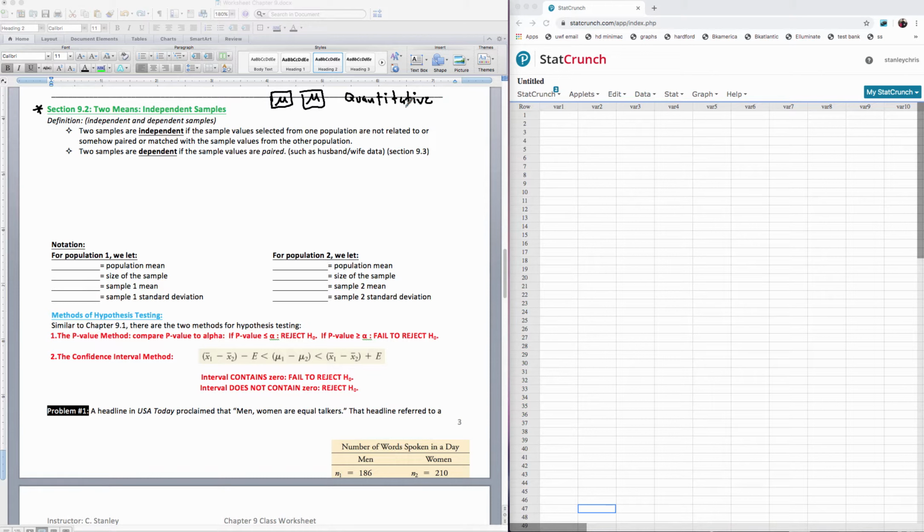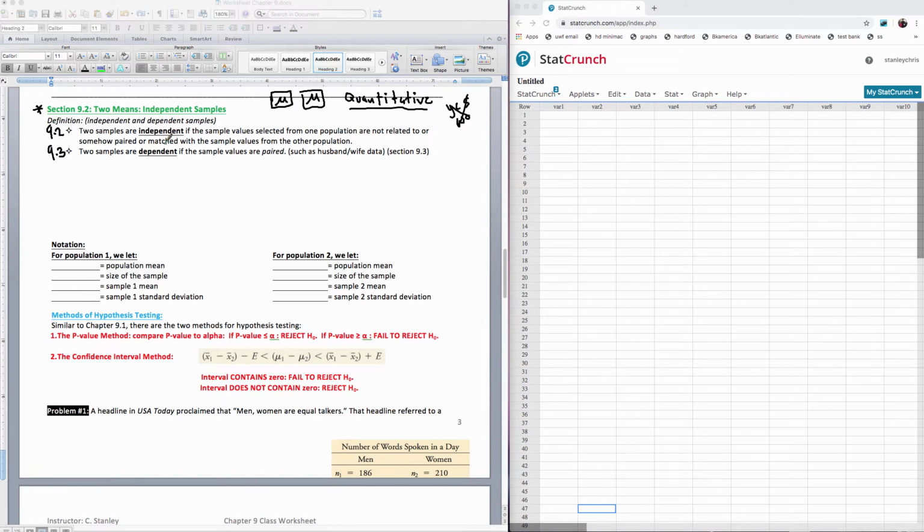So last chapter it was always like yes/no situations. They would count successes. So in this case, we're getting real number-based data. Now, this is going to be for 9.2 and this is 9.3.